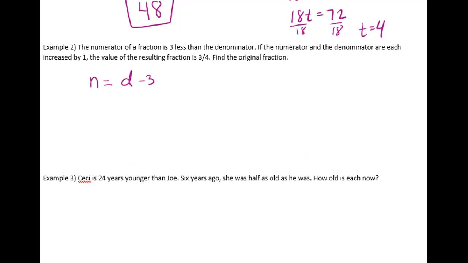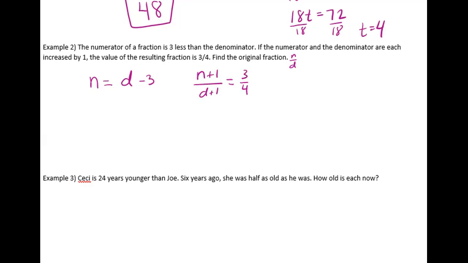If the numerator and denominator are each increased by 1, the value of the resulting fraction is 3/4. So our original fraction is numerator over denominator. If they're each increased by 1, so if we have n plus 1 over d plus 1, that's equal to 3/4. So these are our two equations.